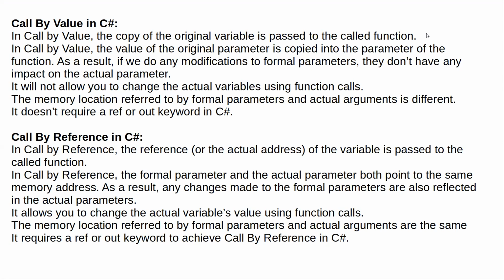So if you see in the call by reference, you are passing the actual memory address of the variable. Since you are passing the actual address, both the actual parameters and formal parameters refer to the same memory location. That means you don't need to create any separate memory allocations when the method starts executing. So basically, you are saving memory space.